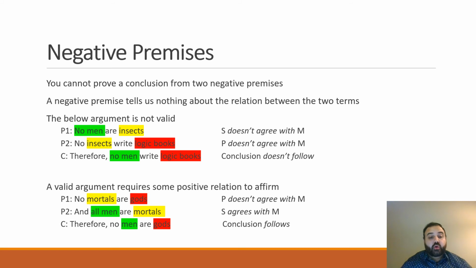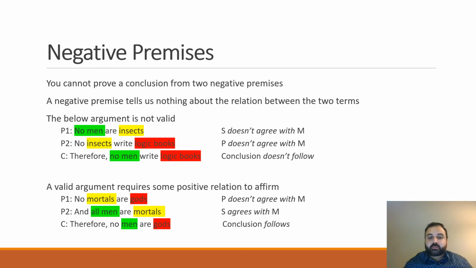Let's look at the example below of a valid syllogism that has a negative premise. The first premise, no mortals are gods, is written in the negative. The second premise, all men are mortals, is written in the positive. As a result, the conclusion, therefore no men are gods, follows. It makes sense because it's true that no mortals are gods, so those who can die are not immortal, and all humans are truly mortals, we can die. So to say that no men are gods, no men are immortal, is true.